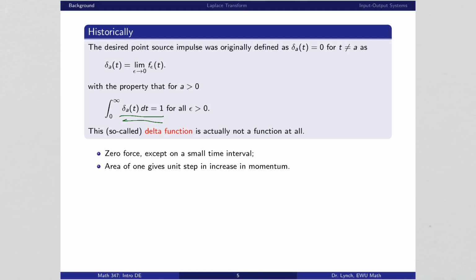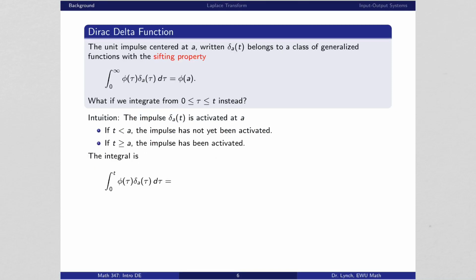Real functions don't have this property, so instead we think of it as a class of idealized functions characterized by their value under an integral. So as you might expect, adding 1 to the force ends up being a step increase in momentum. Okay, and it's this function that actually has the property that we want.